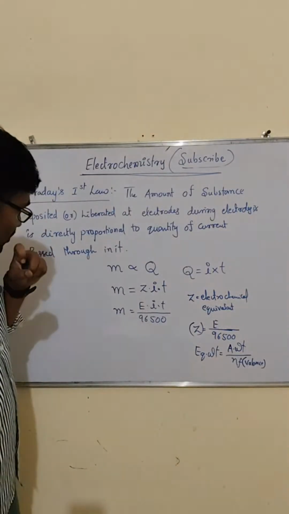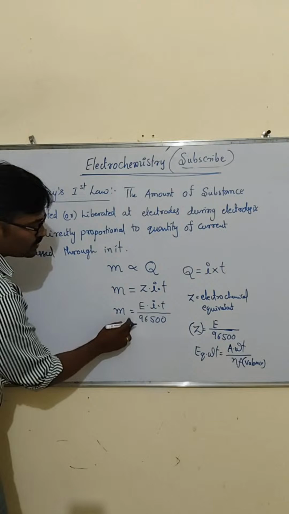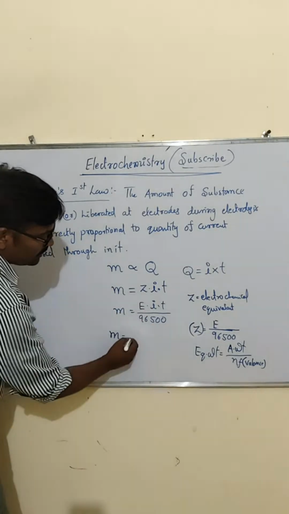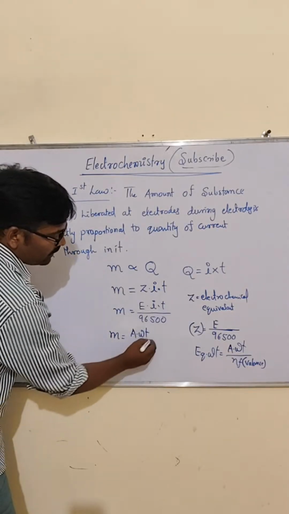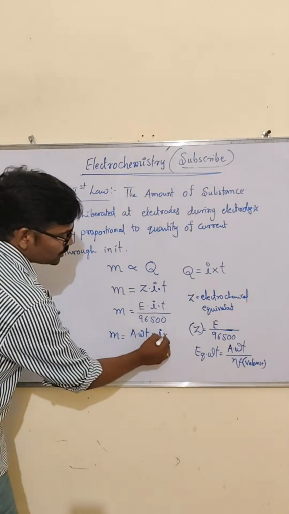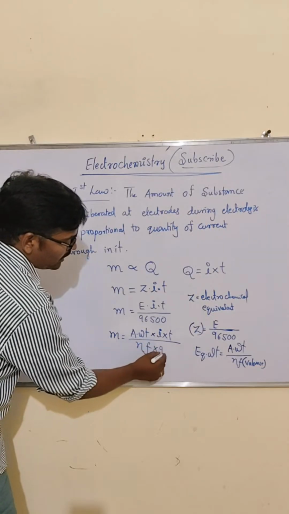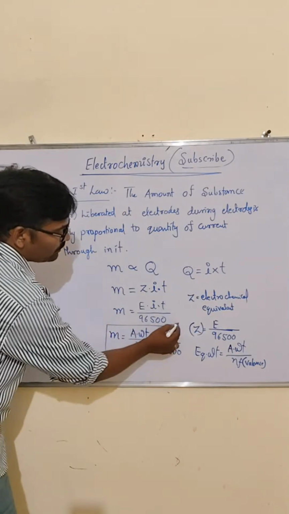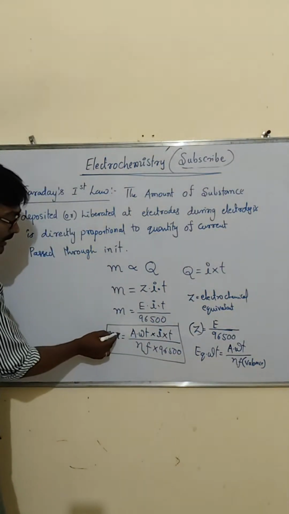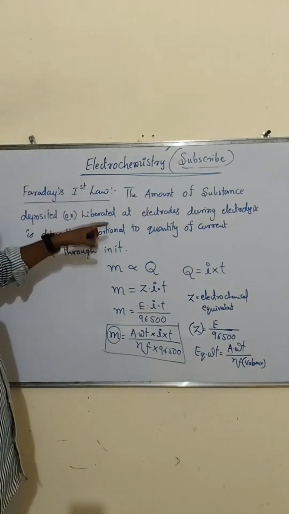Clear? Right. So mass is equal to, instead of equivalent weight, we can take atomic weight into I into T divided by n factor into 96,500 coulombs. So this is the formula to calculate the mass of a substance. So this is the statement of Faraday's first law.